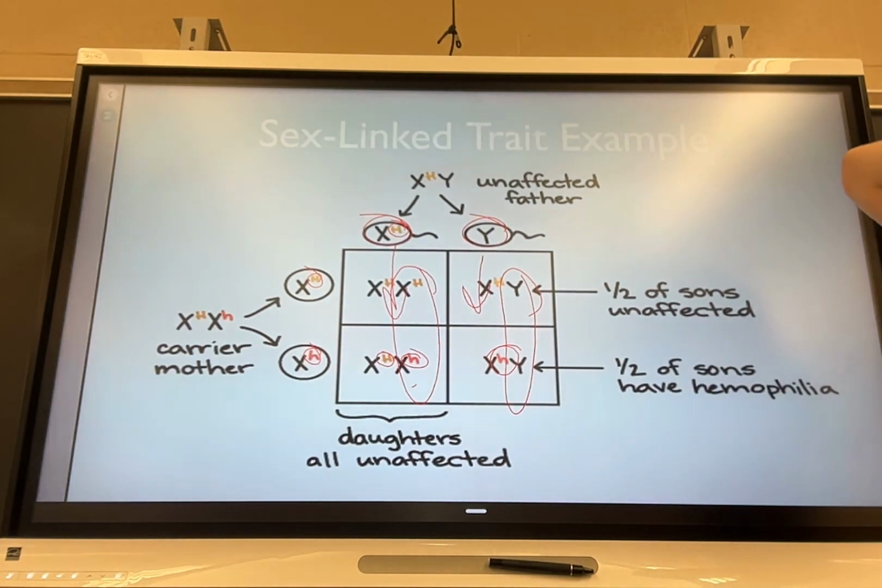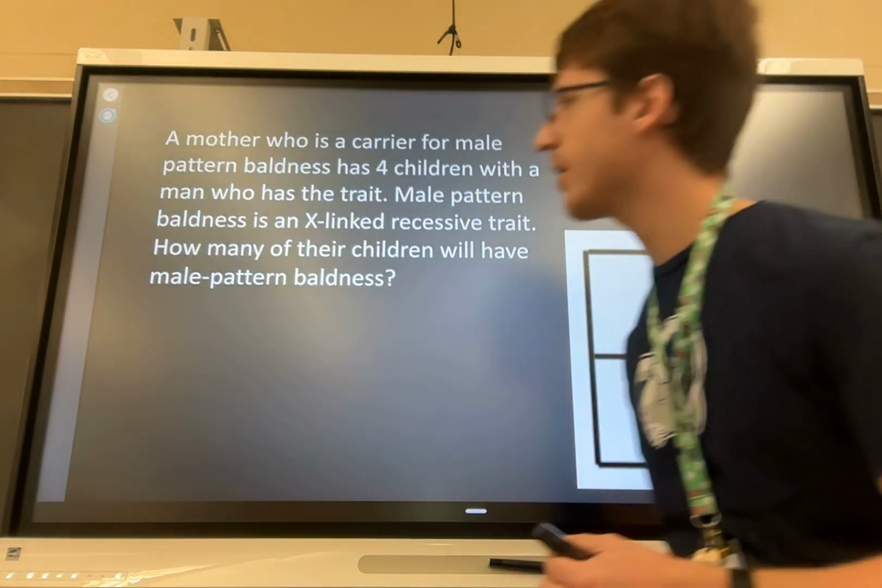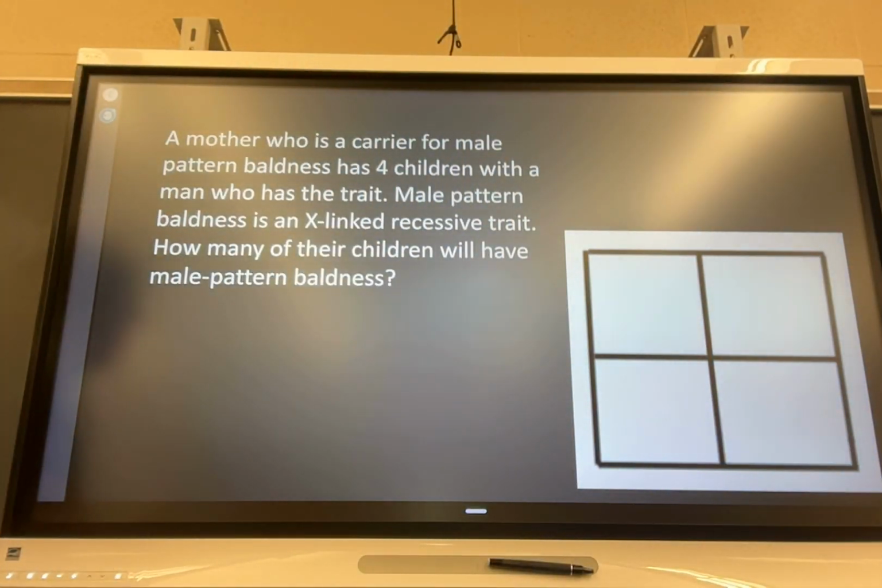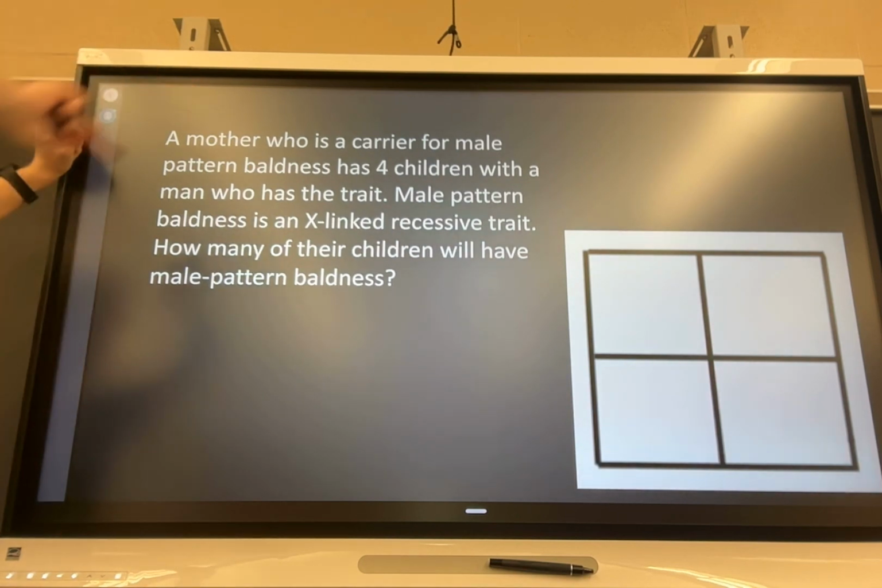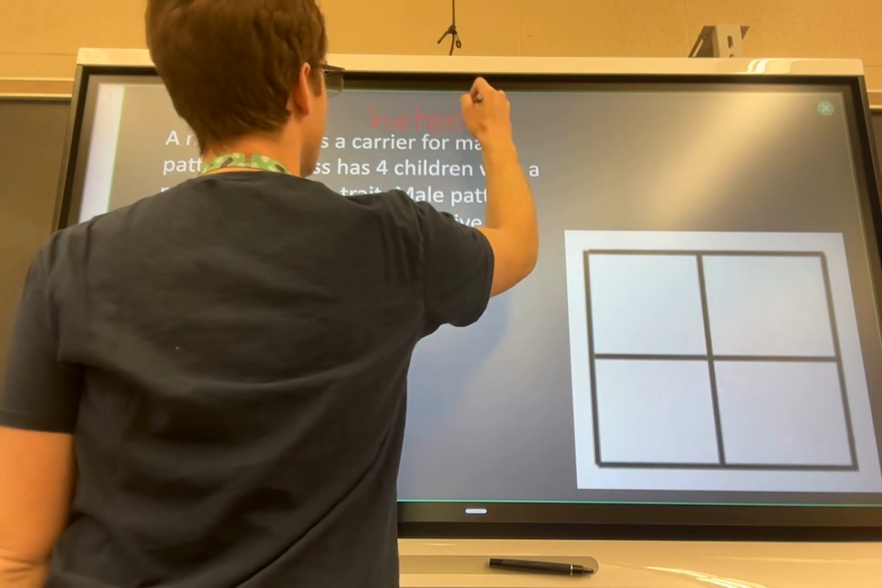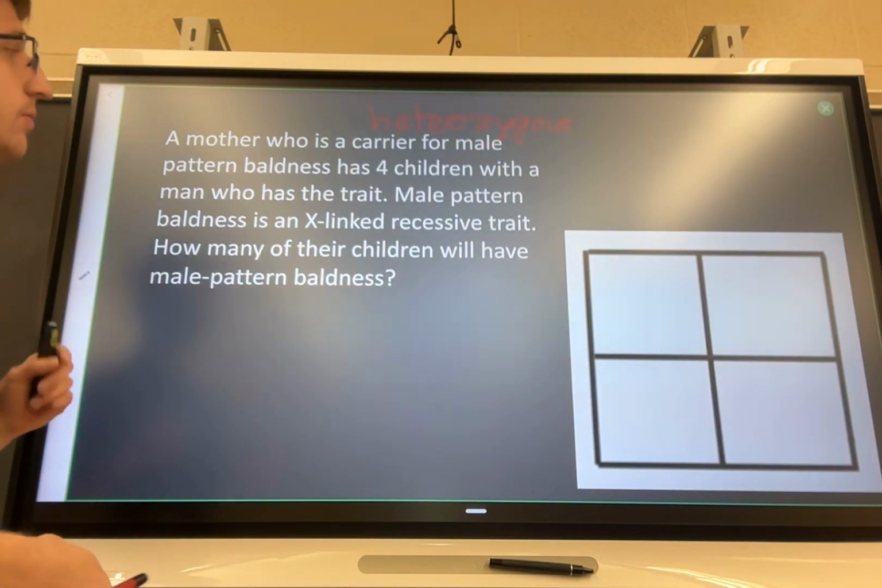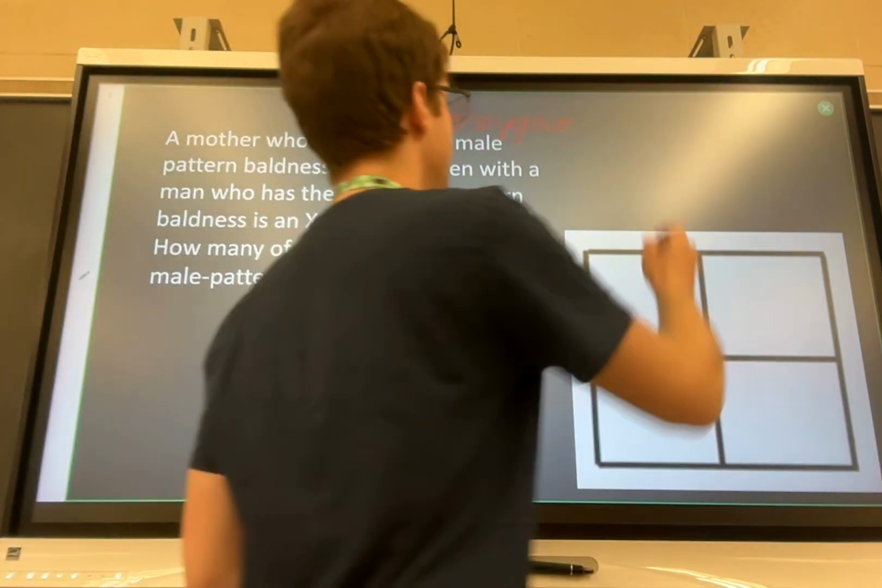So let's put this into context of genetic diseases. A mother is a carrier for male pattern baldness. Male pattern baldness is a trait that usually runs as a recessive sex-linked trait. This is where you're going to progressively lose your hair. So male pattern baldness is going to be carried by this female. That means she is heterozygous.